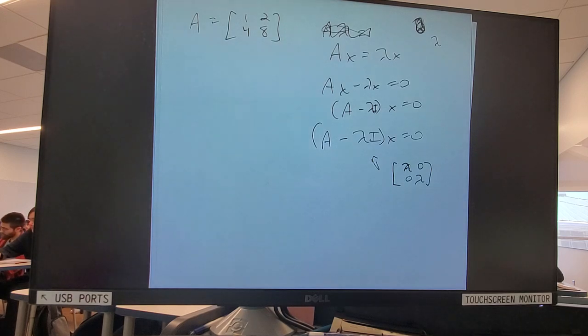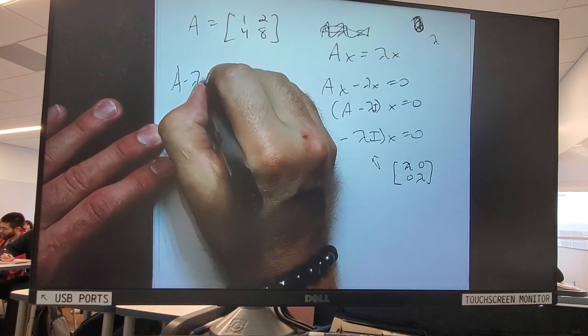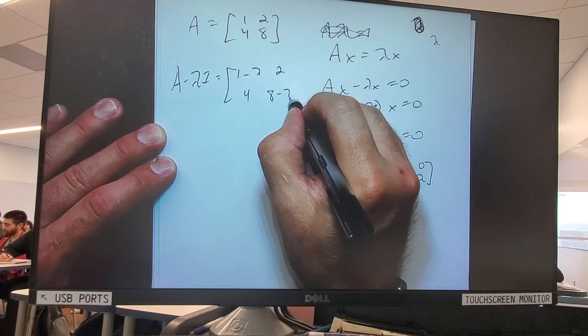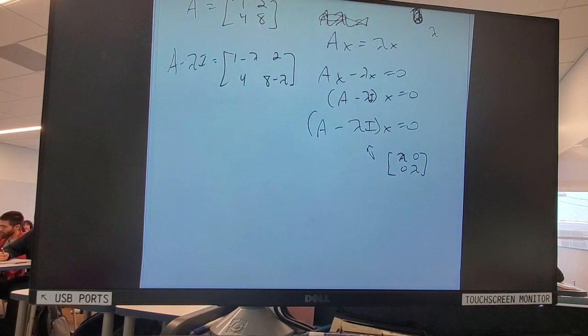All right, so what does this look like? Yeah, 1 minus lambda, 2, 4, 8 minus lambda. So just the stuff on the diagonal is affected. Can you guys take a minute and just figure out what the determinant of that is?